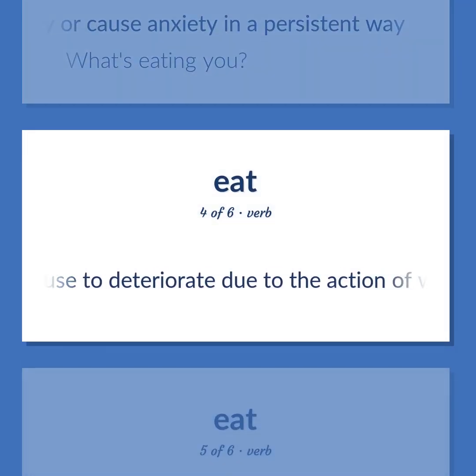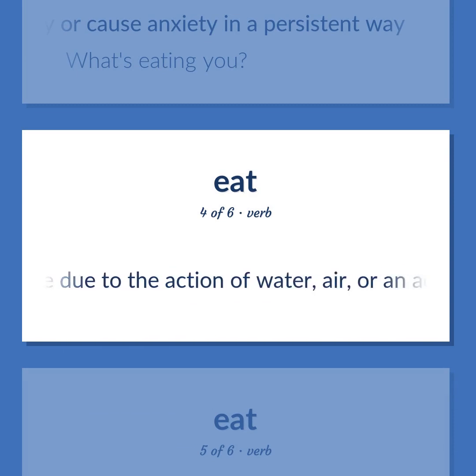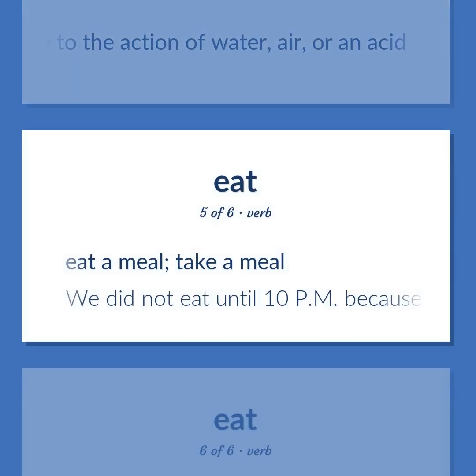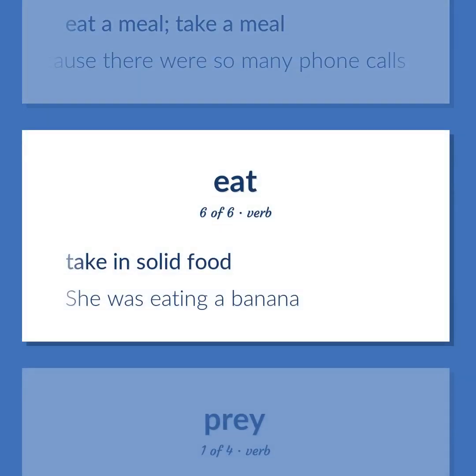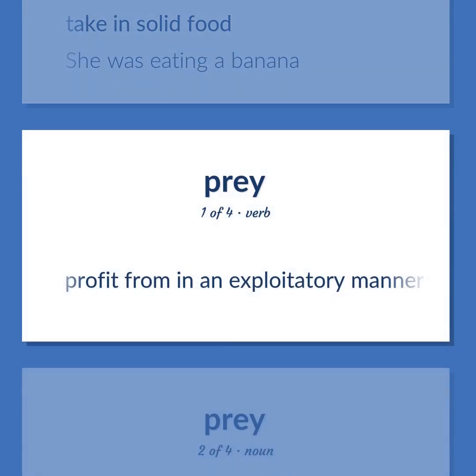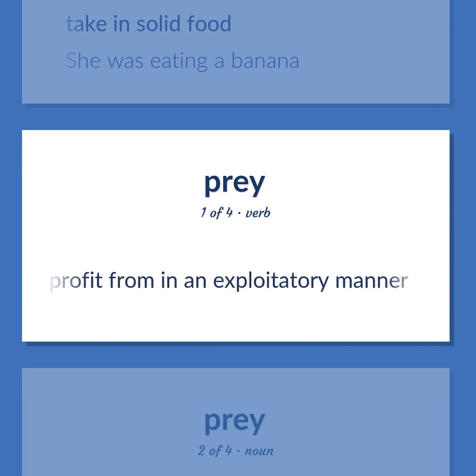Cause to deteriorate due to the action of water, air, or an acid. Eat a meal. Take a meal. We did not eat until 10 p.m. because there were so many phone calls. Take in solid food. She was eating a banana. Profit from in an exploitatory manner.